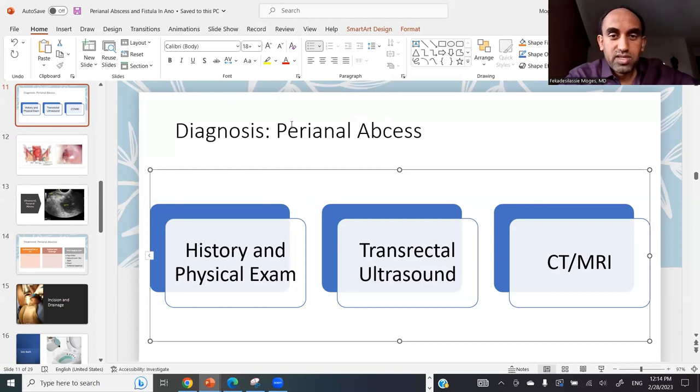Perianal abscesses are abscesses which are happening around the anal orifice. The classification could be complex, but we will try to simplify it as much as possible. When patients present, we have to ask key questions. First, you have to take an adequate, good history, and you should do an appropriate physical examination, which includes digital rectal examination.